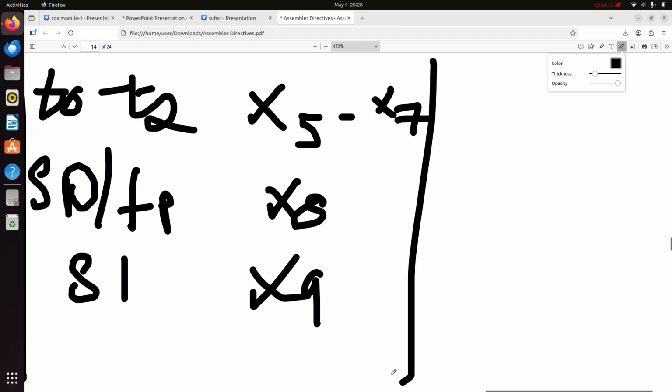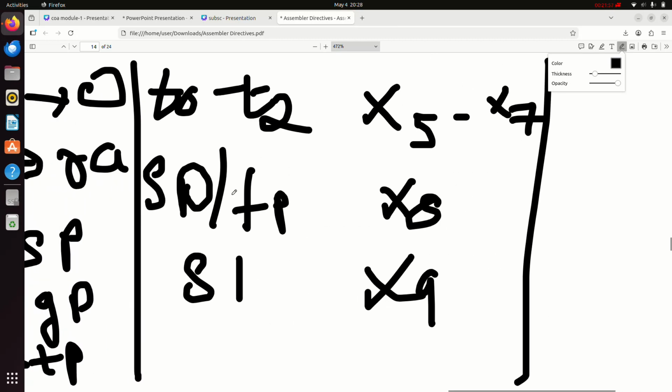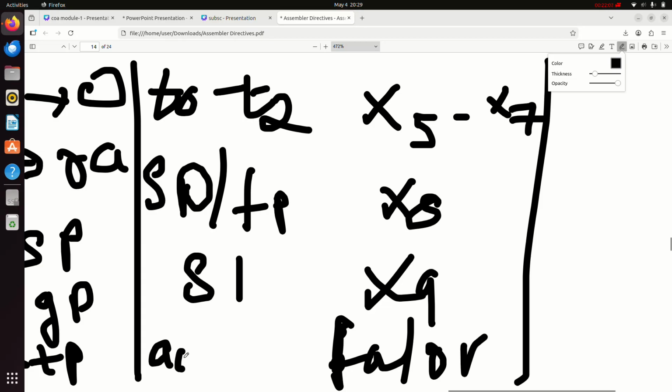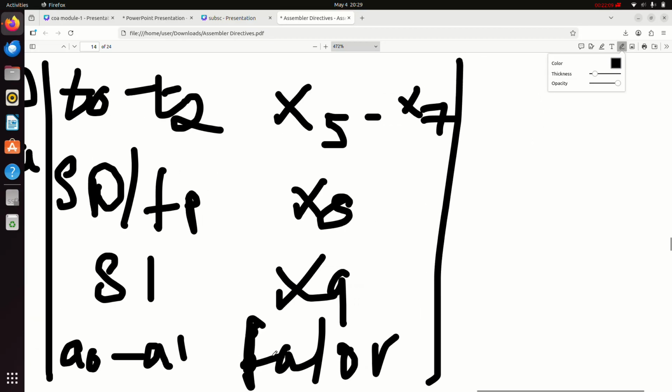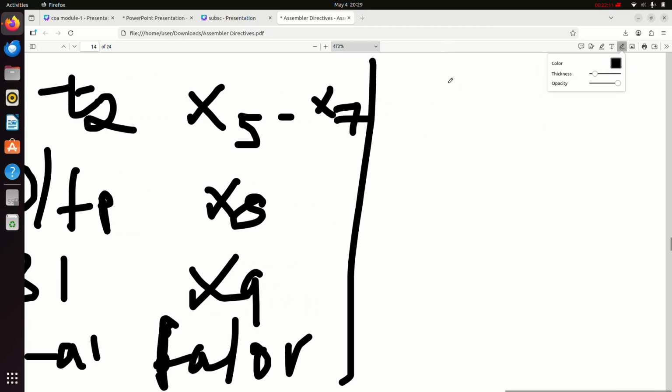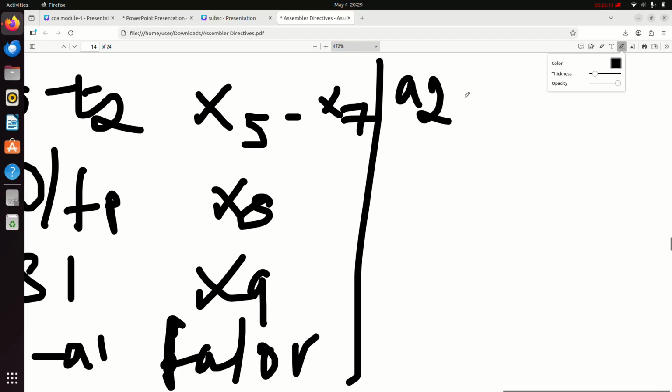Then another, s1, contains another saved register. Okay, fine. Now a function argument or a return value is coming here. So a function argument, a return value is coming here, that is a0 to a1. Then the rest of the function arguments are what? a2 to a7. The rest of the function arguments come.